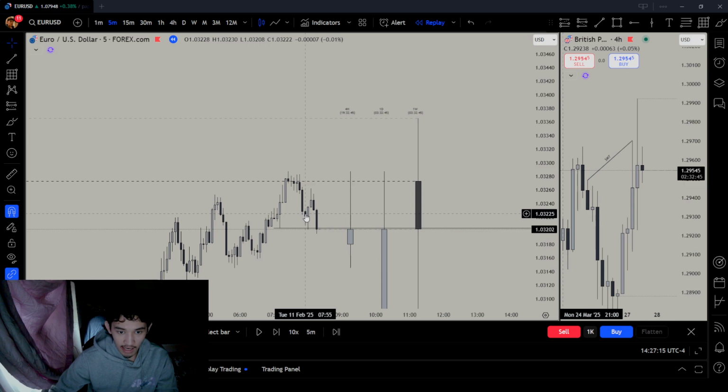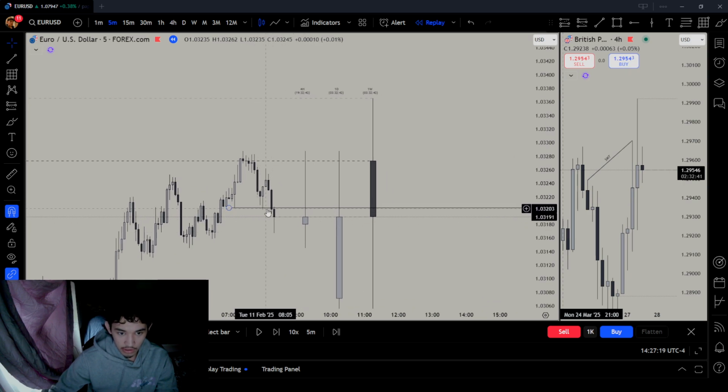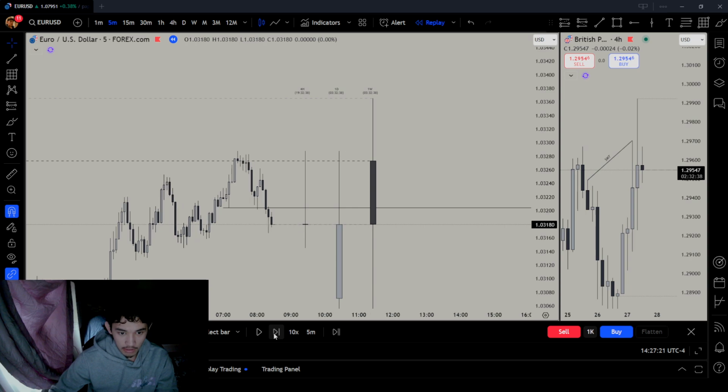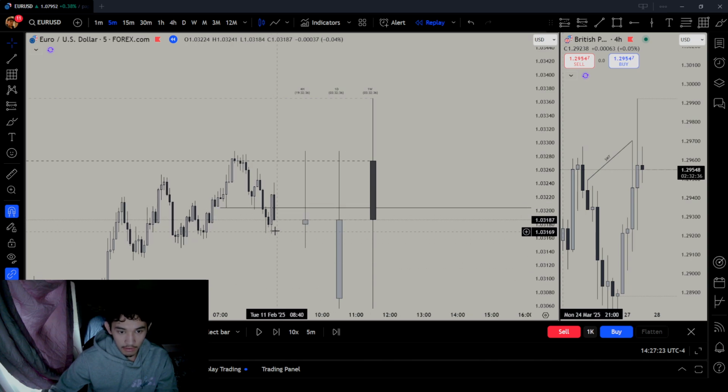Right, this one, you see why this is not our CISD, because the CRT low is not a legit low. Now there's a legit low right over here. Boom, push out the low. Yes, this one, let's do the same thing.